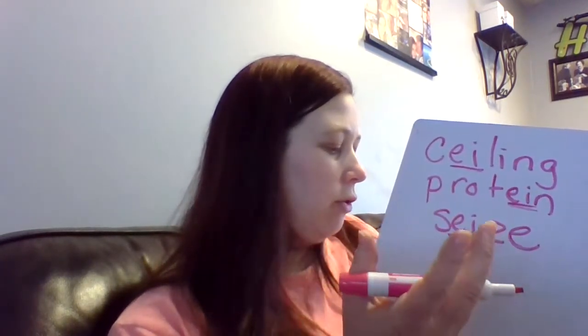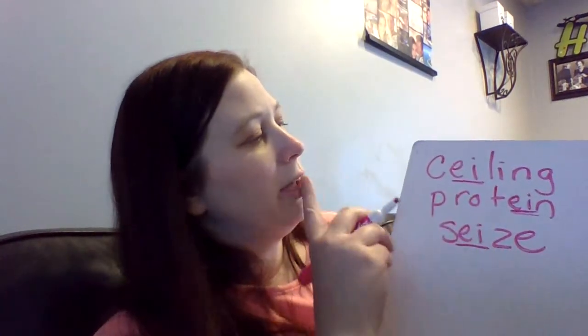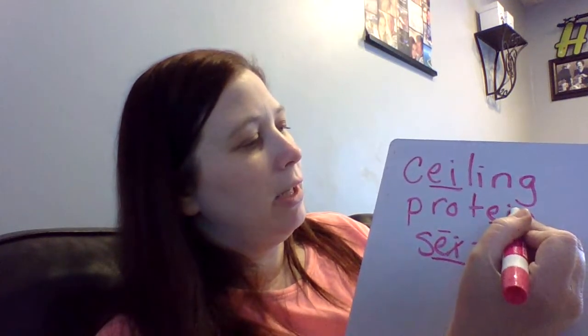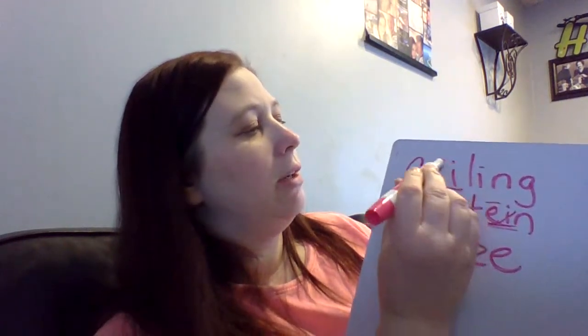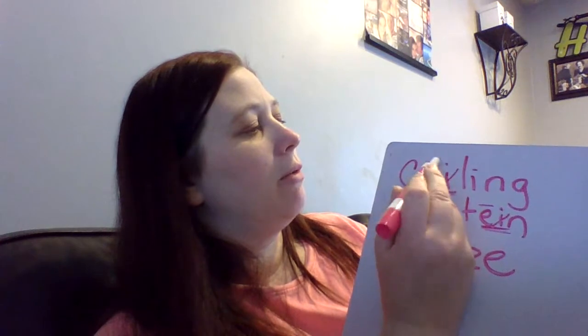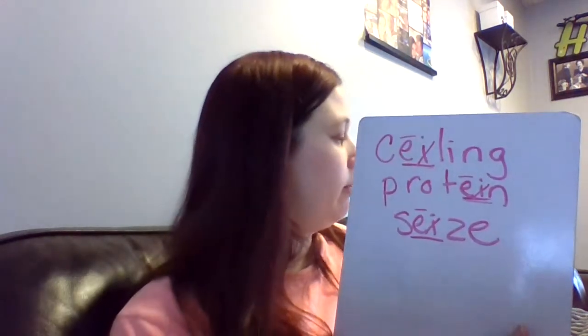So when we code a digraph, we underline it. And then in this case, we're only hearing the E sound, so we're going to cross our I out and put a macron on the E. Cross our I out, macron on the E. All right? So our EI digraph actually makes 2 sounds.